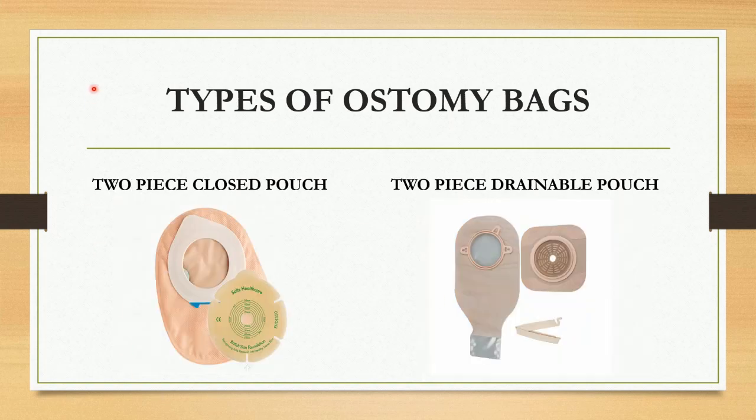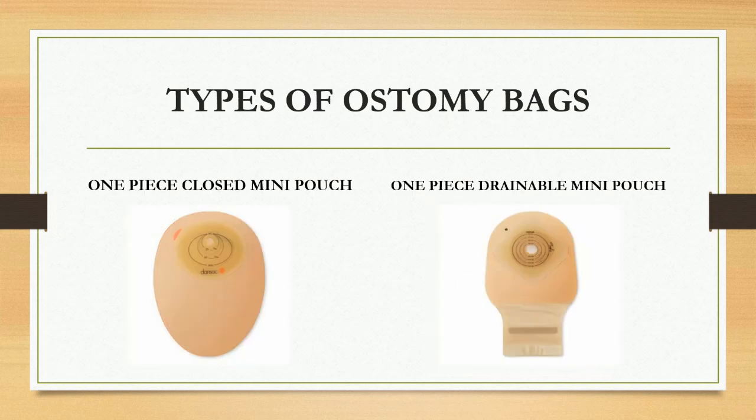The second type is two-piece pouch. So here you have a separate base plate and pouch. This is also available as closed pouch and drainable pouch, as you can see in the picture. Here in closed pouch the end is fully closed, and in drainable pouch you can empty the contents in between and reuse. The ostomy bags are also available in small size, which is known as mini pouch, as you can see in the picture.